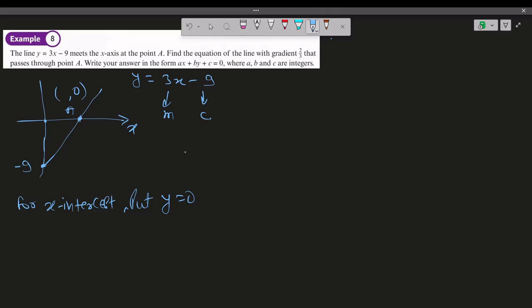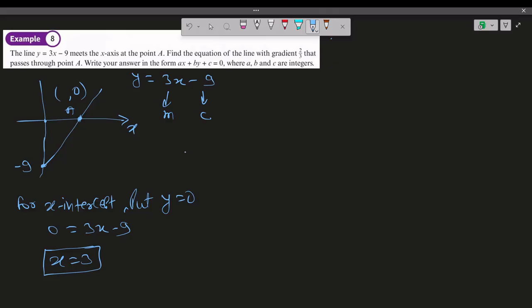And since point A is lying on the line, it will satisfy the condition of the line. That is why we can substitute y equals 0 in the line to get the x-intercept. If I put it, this will be 0 equals 3x minus 9. Minus 9 will go to this side, upon 3, and you will get x equals 3. So that's part A. Find A.